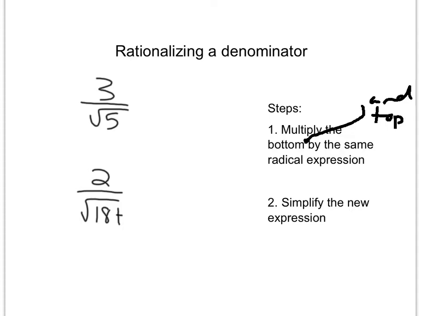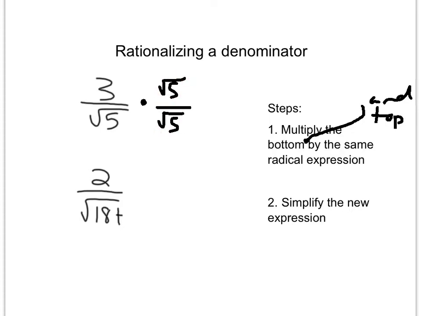If I've got 3 over the square root of 5, the square root of 5 cannot be simplified, can't be broken down. So I'm going to multiply this expression by the square root of 5 over the square root of 5. And the reason is this: anything divided by itself is 1. So really, I'm multiplying by 1. It's just written differently, because anything divided by itself is 1.